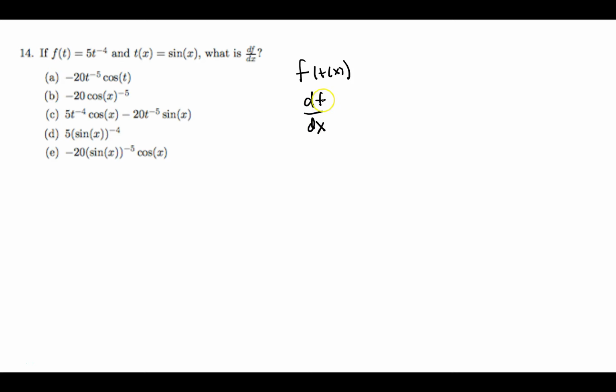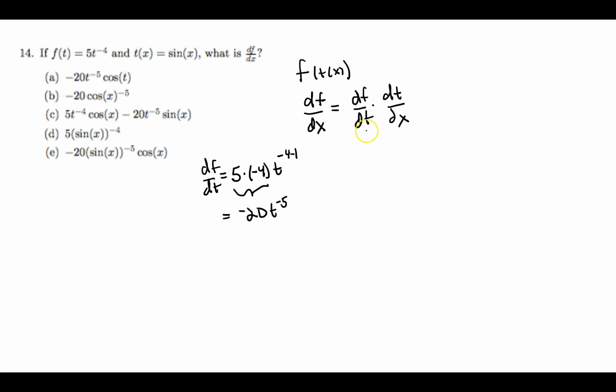In order to get f's derivative with respect to x, we get f's derivative with respect to t, and we multiply that by t's derivative with respect to x. Think about these two canceling out. And so df/dt, you carry down the 5, you bring the -4 out of the exponent, and then you take t and raise it to 1 less power. You take away 1 from the exponent. Well, -4 take away 1 is -5. And so that's going to be -20 t to the -5.